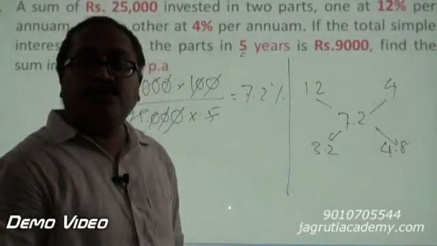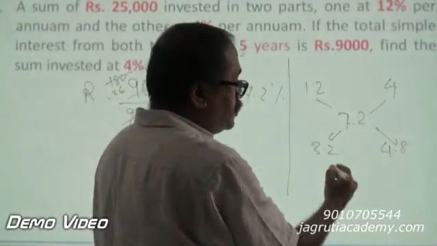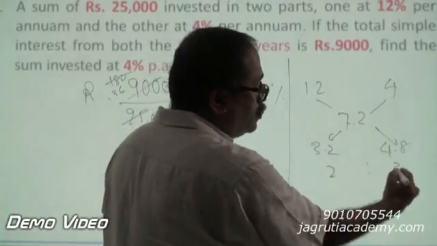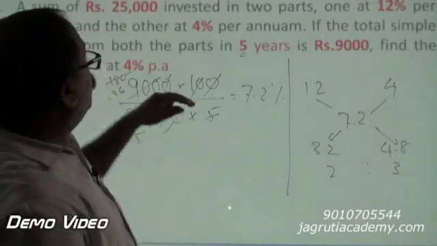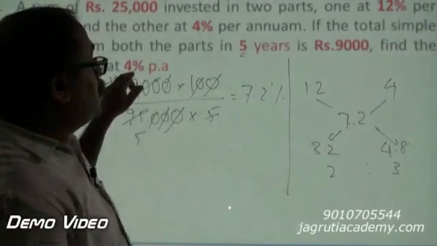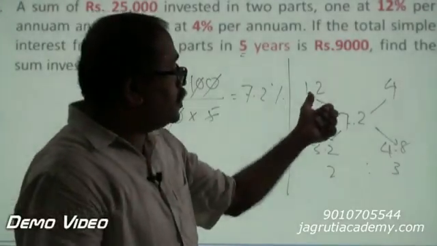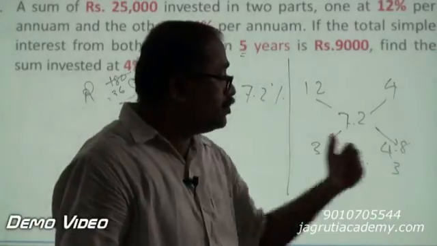So what is the ratio? The ratio is, with 16, 2 times, with 16, 3 times. That is 2:3 is the ratio. So I need to find out how much money is invested at 4% per annum. So, the ratio at 12% to 4% per annum is 2:3.